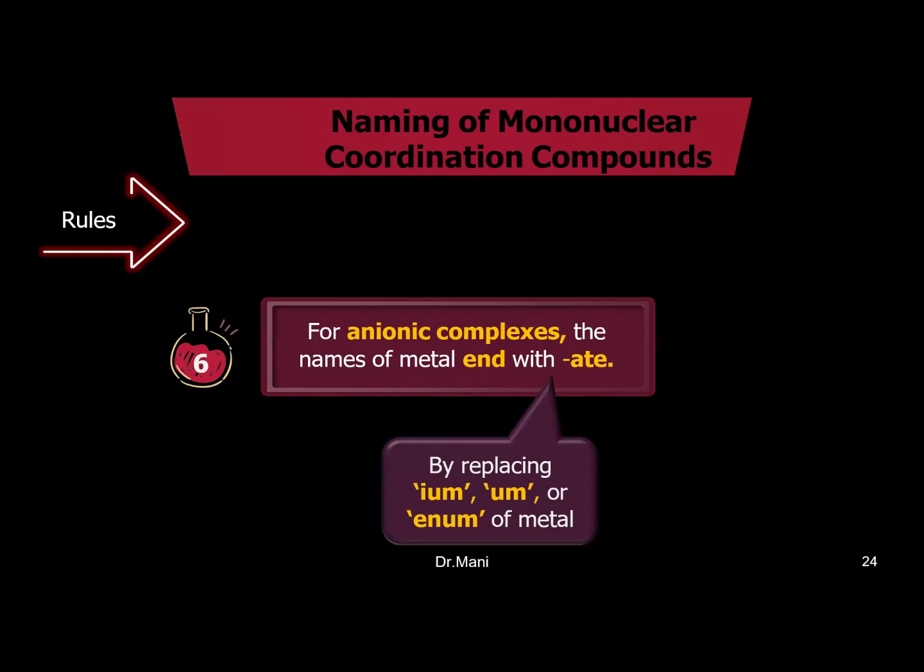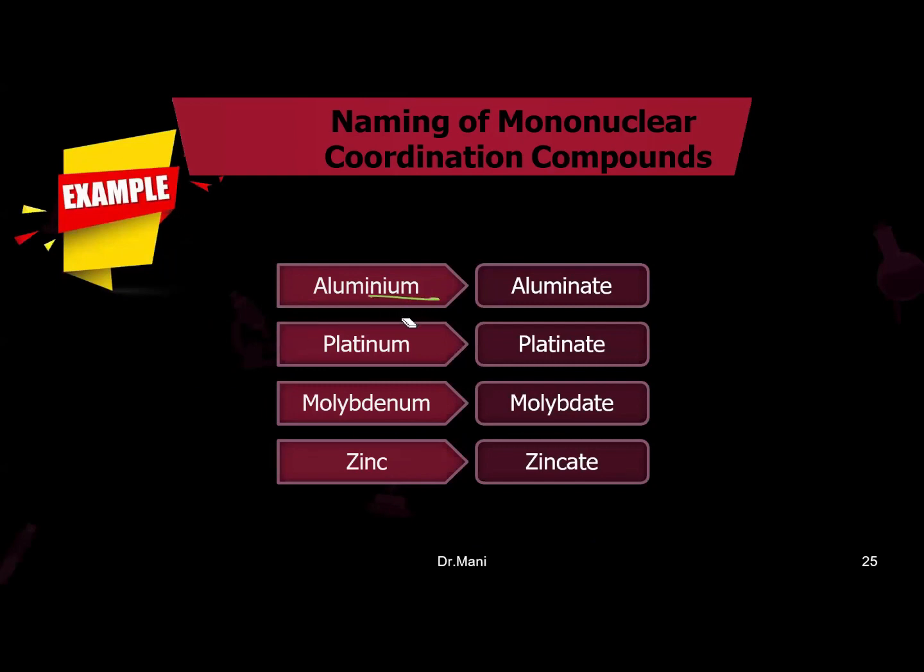Next one. For anionic complexes, the names of the metal end with ATE. Replace IUM, UM or ENUM for metals. For example, you can see here aluminium, which ends in IUM, replaced with ATE. Platinum replaced with ATE. Molybdenum replaced with molybdate. Zinc replaced with ATE. So remember this. Is that clear? Generally, metal names end with the word IUM, but if the name itself contains IUM, then you will replace it with ATE. Remember this.